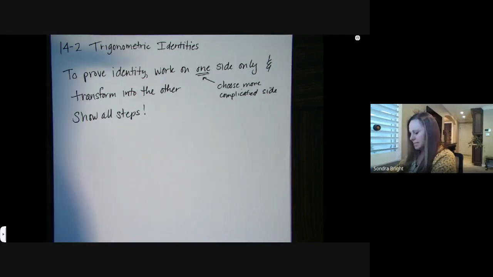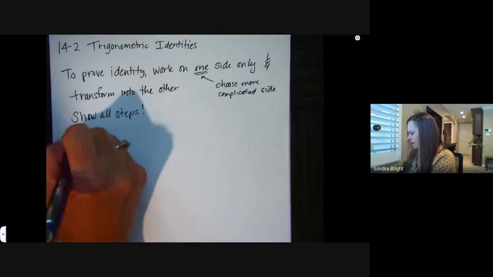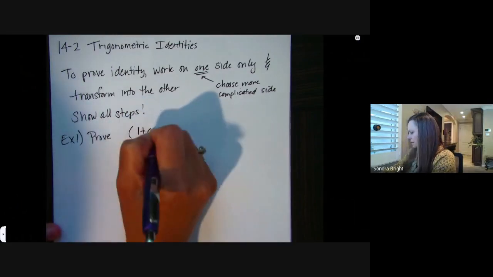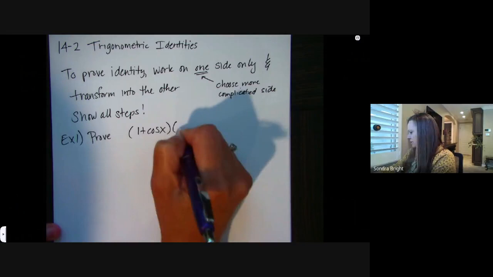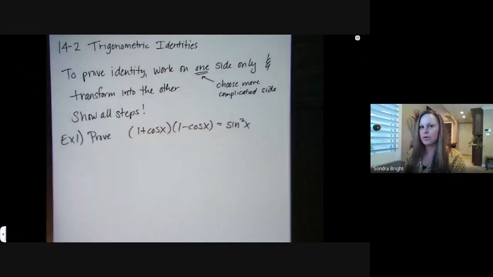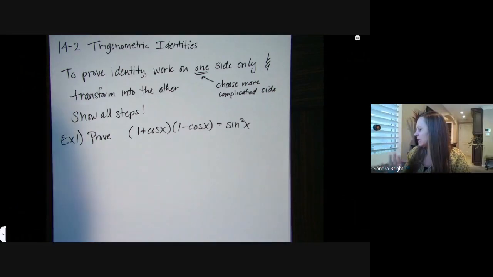All right, so let's prove that 1 plus cosine of x times 1 minus cosine of x is equal to sine squared. All right, so like I said, you're going to work on one side only. Even though this is an identity, it's an equation, you're not allowed to work on both sides of the equation. You're not allowed to add something to both sides or multiply something by both sides or anything like that. You're going to choose one side and just keep rewriting it until you get it to look like the other.